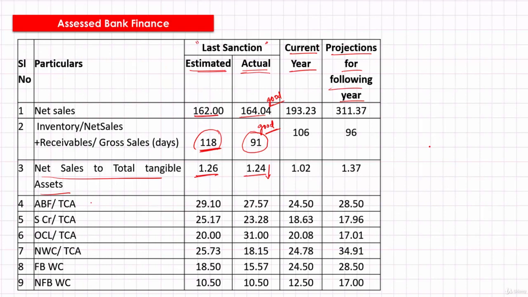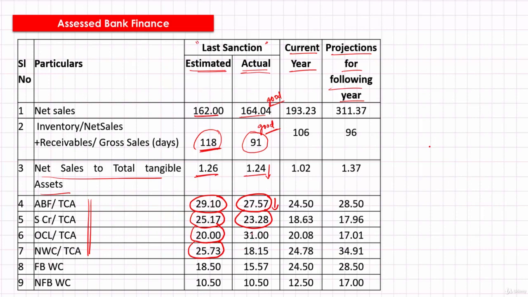Okay. Now we'll focus on this. What was estimated? If 100 rupees is going to be the current asset, 29.1% is from bank finance. Sundry creditors are 25%. Other current liabilities will be 20%. And net working capital will be 25.73%. So bank finance is expected to be 29%. But what happened is bank finance is only 27.57. Sundry creditor is not 25, it is only 23.